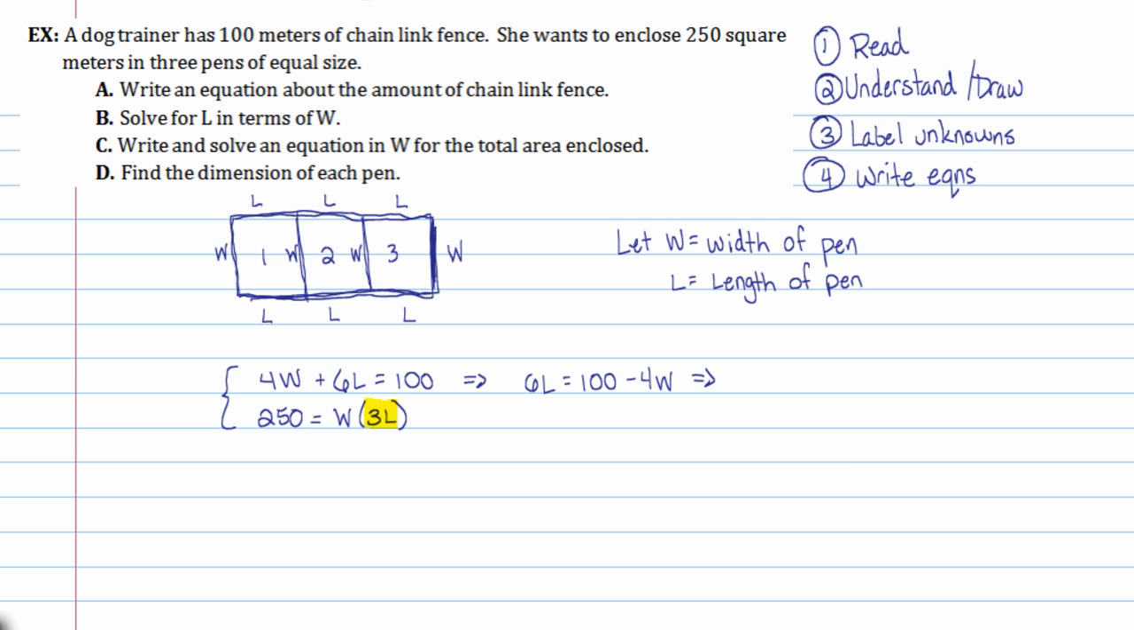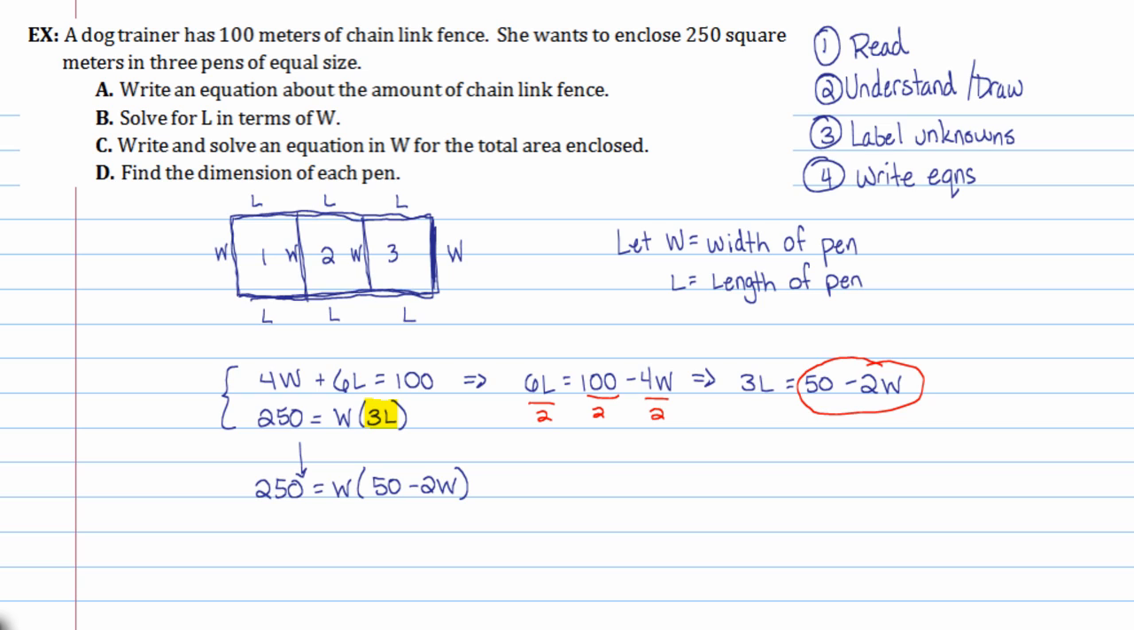So watch my actions. I'm going to divide both sides of this equation by 2. That means divide each object by 2. And I'll get the following. I have 3L is equal to 50. Oops, not 500, 50. Minus 2W. So any place that I see a 3L, I'm going to replace it with 50 minus 2W. So there's a 3L right there. I'm going to replace that 3L with 50 minus 2W.